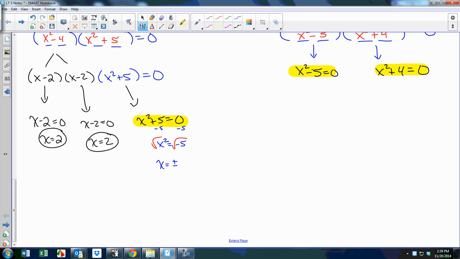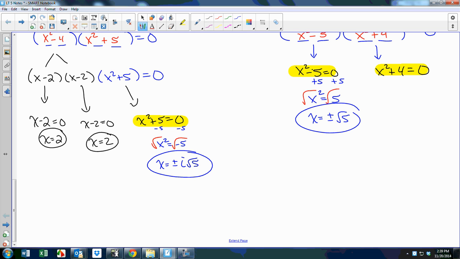X will equal plus or minus, poke the i out, i square root of 5. So again, you could use the quadratic formula, or you can use the square root property like we did there. So finishing this problem over here, add 5 to both sides, take the square root of both sides, and the square root property says plus or minus the square root of 5. Notice that's different than the 2 answers we got before. They're not imaginary. And then finally, the last, x squared plus 4 equals 0, subtract your 4. And then take the square root of both sides. And the square root property would say x equals plus or minus the square root of negative 4, 2i.